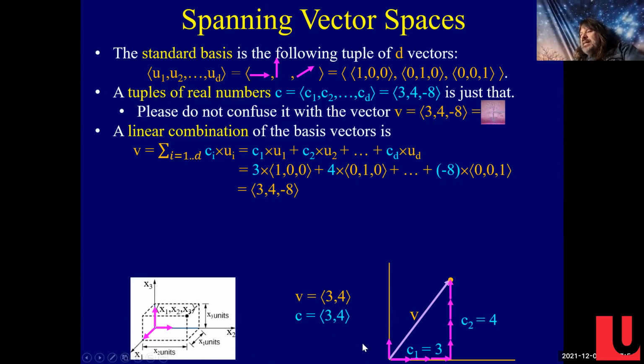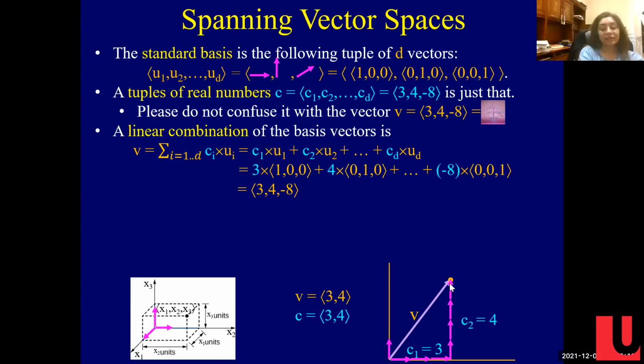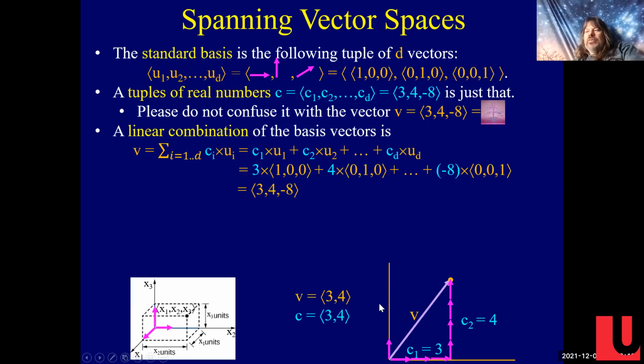But you'll note that if we take 3 of this unit vector and 4 of this unit vector and add them all together, what do we get? We get that purple vector, right? Does that make sense, Shanaz? Yes, it does. Everybody getting that? Anybody have any questions about how we're doing that?